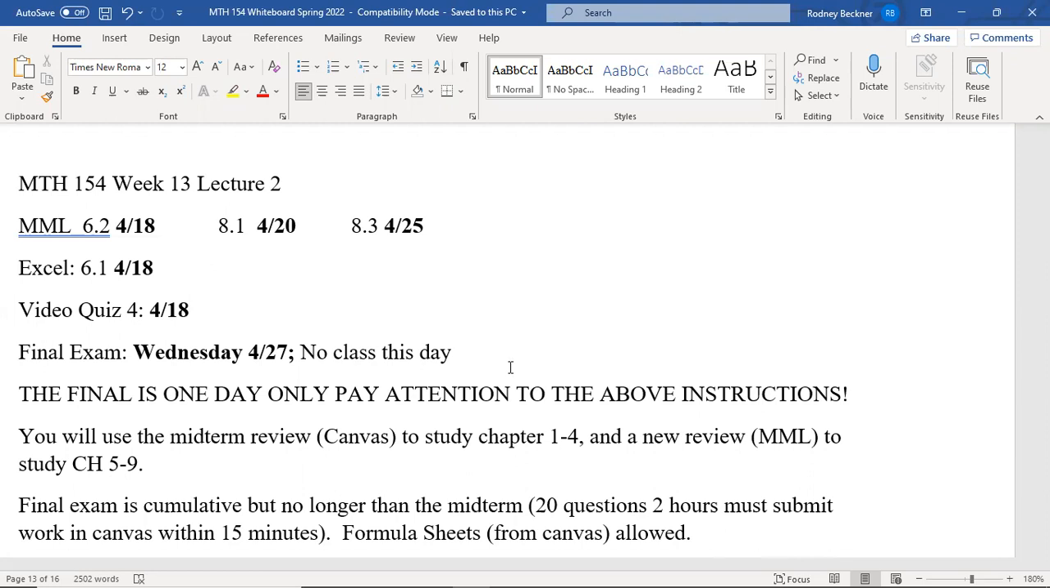We will start and finish 8.3 today. Not a very long section. In fact, we'll get out a little early. And that'll be due in a week on the 25th. And then as the second reminder, your final exam will be Wednesday, the 27th.